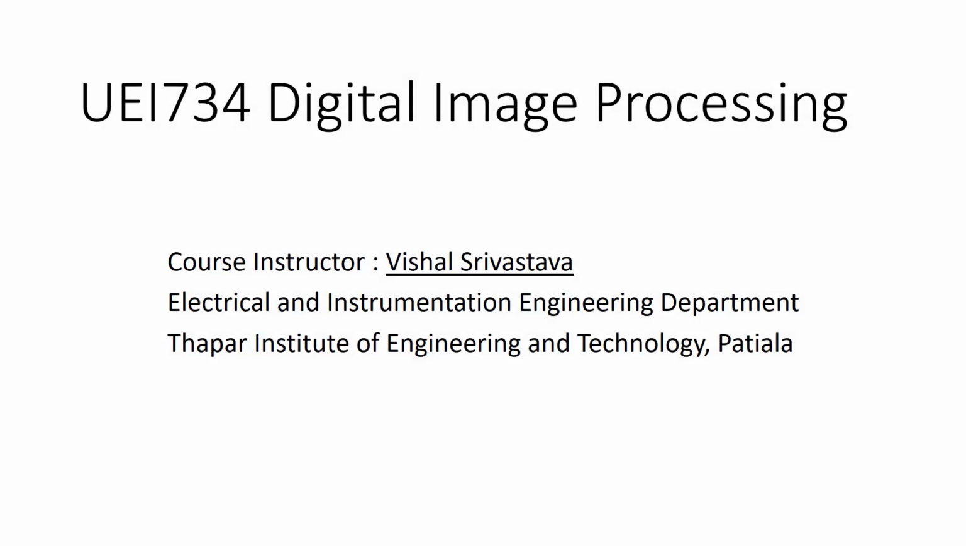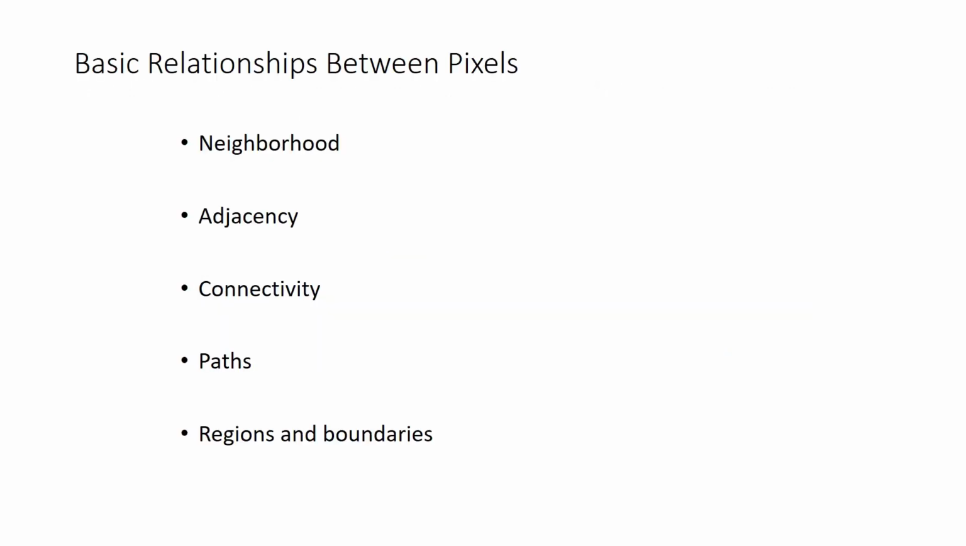In this lecture, we are going to learn about pixel relationships. The basic relationships between pixels are neighborhood, adjacency, connectivity, paths, regions and boundaries. Matrix elements are called pixels, and we find that some important relationships exist among pixels.